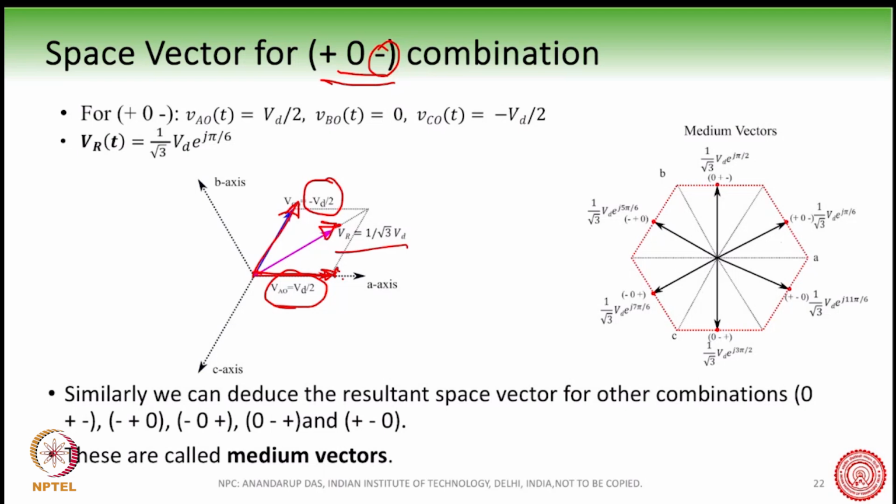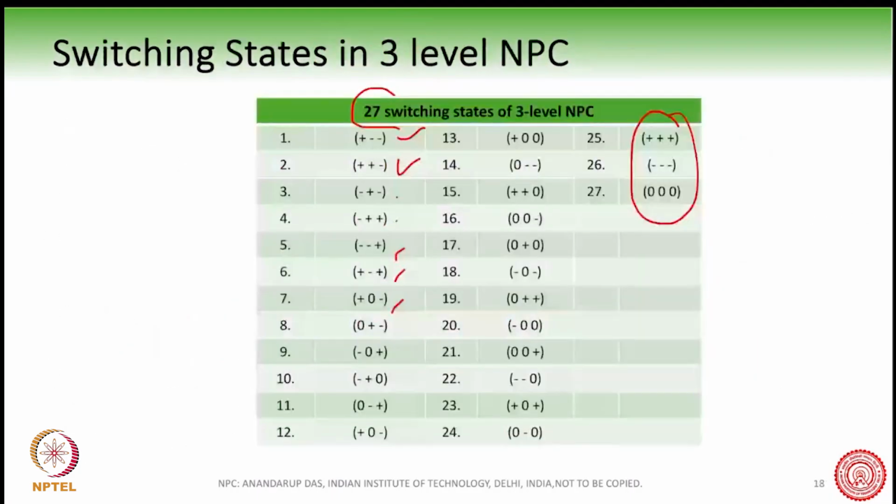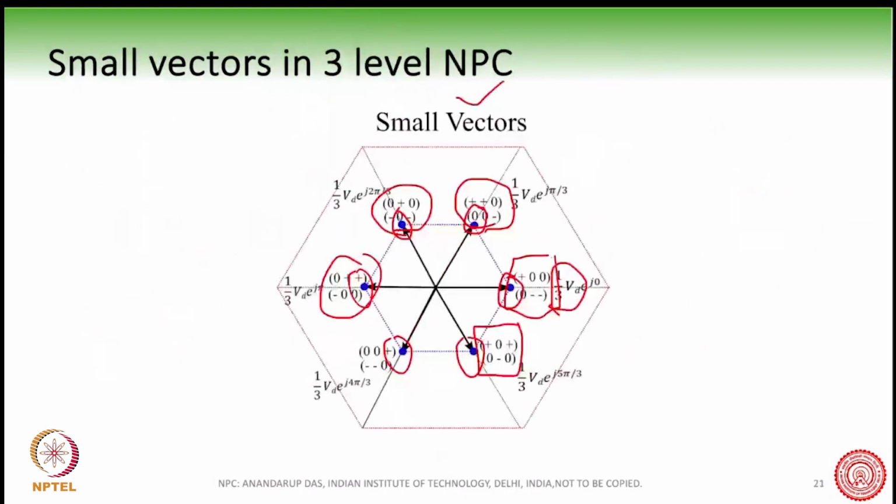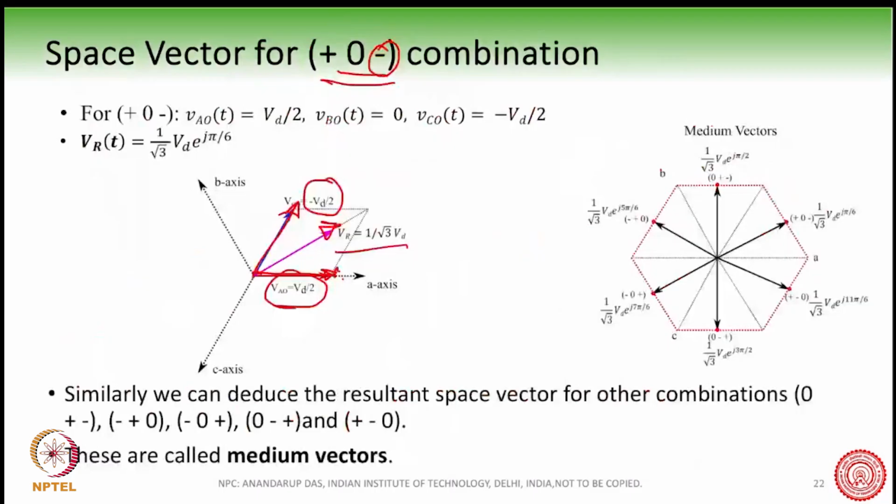Remember, when we define this space vector, we have used a 2 by 3 factor at the beginning. So there is a 2 by 3 here. You should keep that in mind while doing the vector addition and finding out the magnitude, right? Therefore, VR is equal to 1 by root 3 times VD. So you can see that this plus 0 minus is creating a space vector having VD by root 3 magnitude at an angle of 30 degrees. Here this angle is 30 degrees.